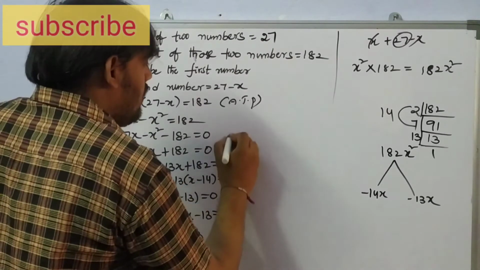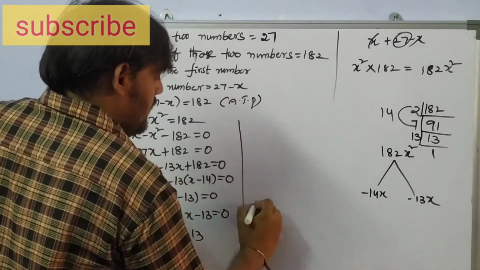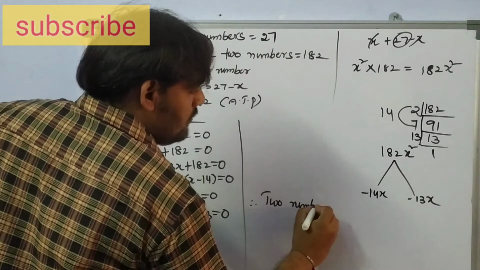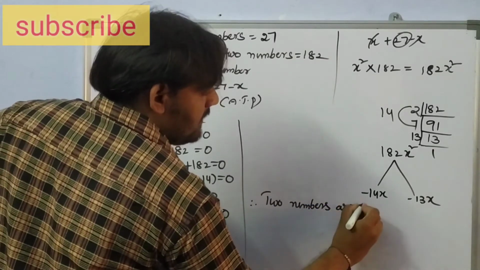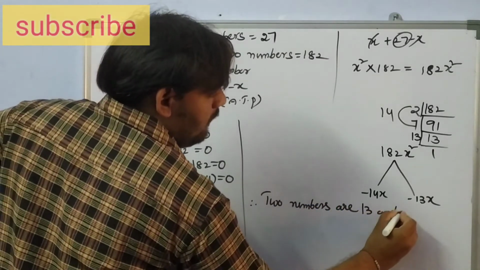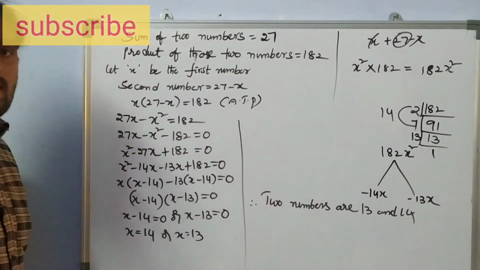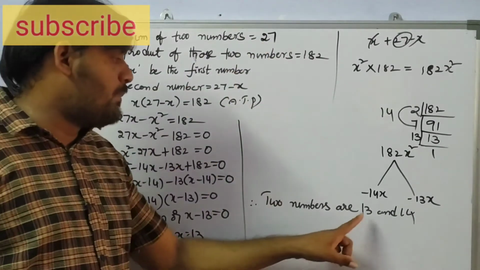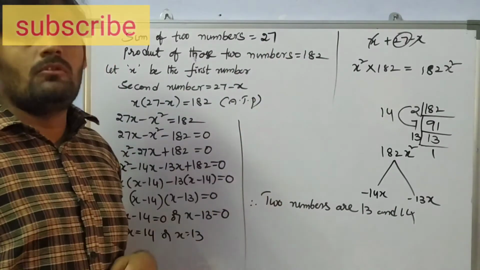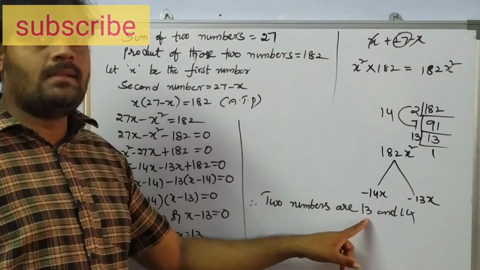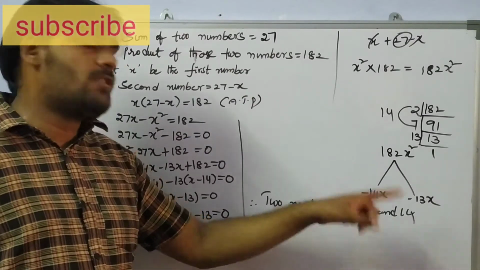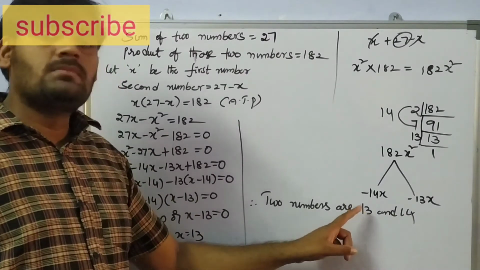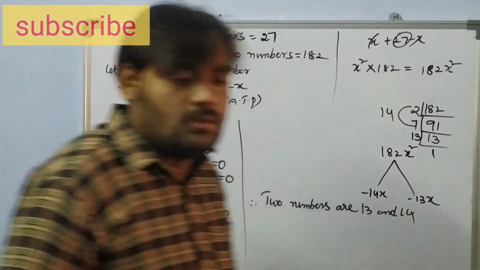See, therefore two numbers are 13 and 14. If you add these two, sum is equal to 27. If you multiply these two, product is equal to 182. If you assume x is 13, automatically another number is 14. If you assume x is 14, automatically another number will become 13. Okay, see this one.